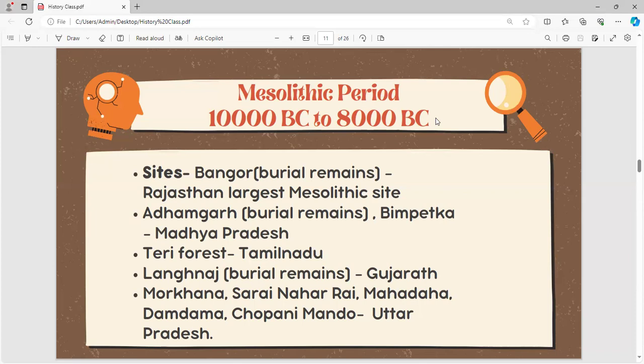And Morhana Pahar, Sarai Nahar Rai, Mahadaha, Damdama, Chopani Mando. These sites are from Uttar Pradesh.